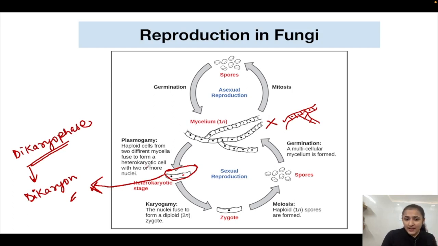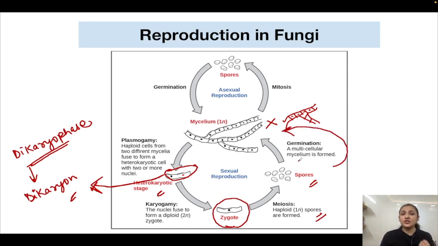So after plasmogamy, the dikaryon stage occurs. It is also known as the heterokaryotic stage because two different kinds of nuclei are present together but are not yet fused. Then karyogamy will occur. The nuclei will fuse in order to form a diploid zygote. The zygote will then undergo meiosis in order to produce spores. And after the production of spores, the spores are capable of giving rise to a new fungal mycelium once again. So this is how sexual reproduction in fungi works.